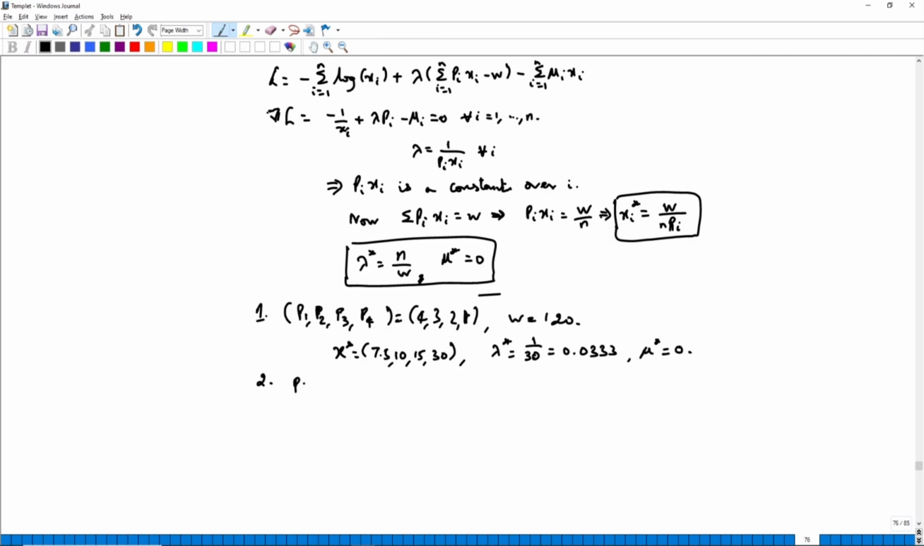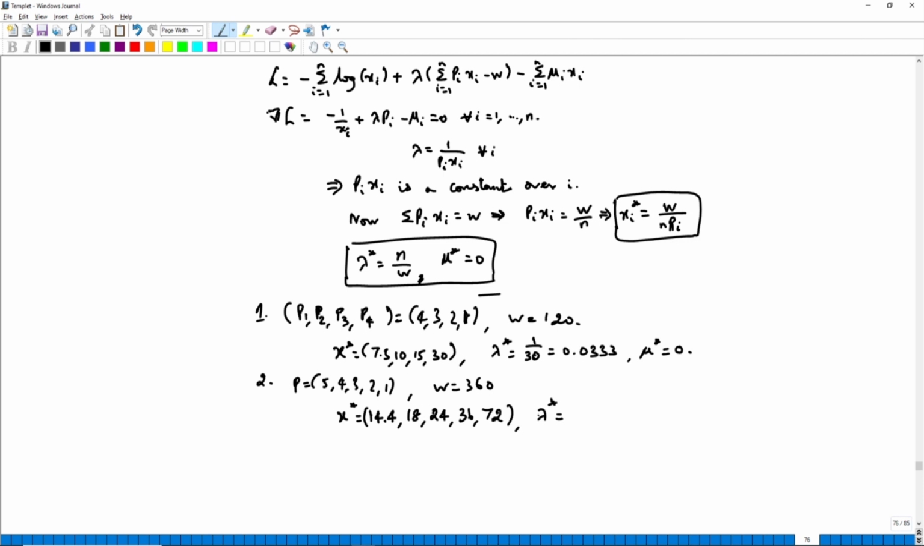So in case 2 we have P is 54321 and W is 360. So X star is going to be 360 by 25, so W by NPI. So 360 by 25 will be 14.4, and next is 360 by 20, which is 18. Next is 360 by 15, so that is going to be 24, and next is 360 by 10, which is 36, and next is 360 by 5, which is 72.